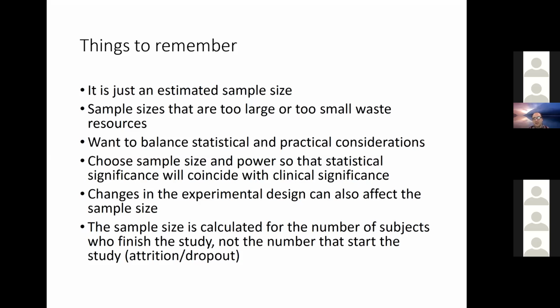You want to choose your sample size so that statistical significance that you have power for would coincide with a clinically meaningful or clinically significant difference. And changes in the design could affect the sample size, as we mentioned, because design affects the methods we use to analyze the data, and the methods we use to analyze the data inform the power calculations. So with different designs, we can end up with different sample sizes. And there's this notion of attrition, right? The sample size is calculated for the number of people you actually will have data on. So if some fraction of those people who start the study drop out, then their data is not going to be fully available. So you'd want to account for that by using the post-dropout numbers for your sample size calculations.